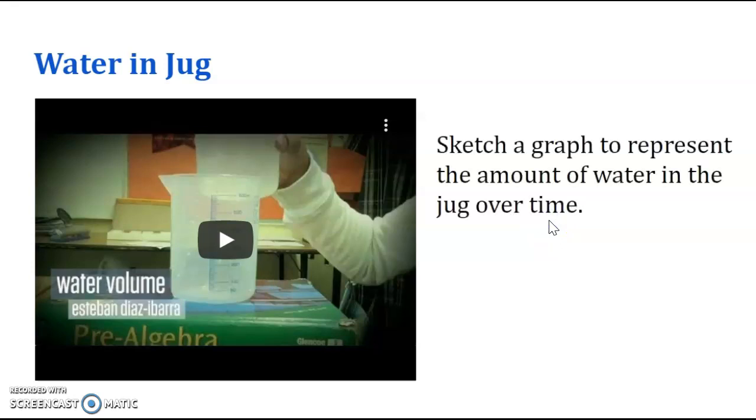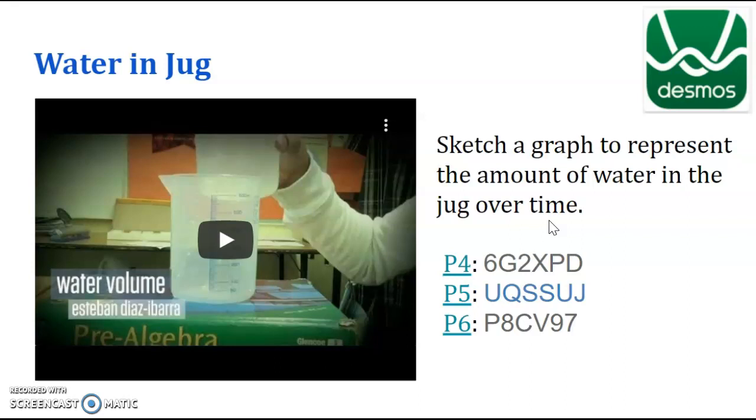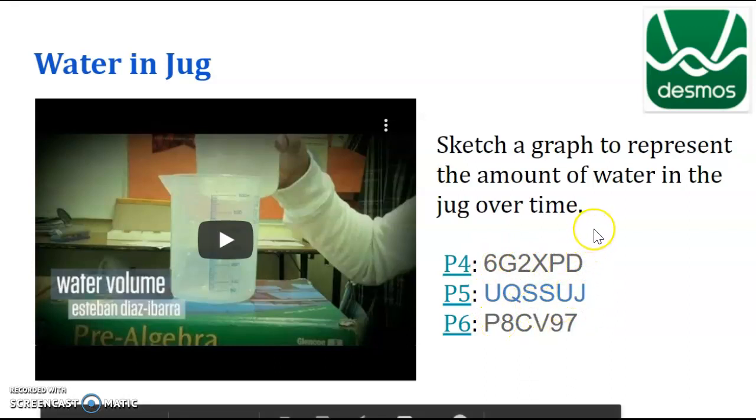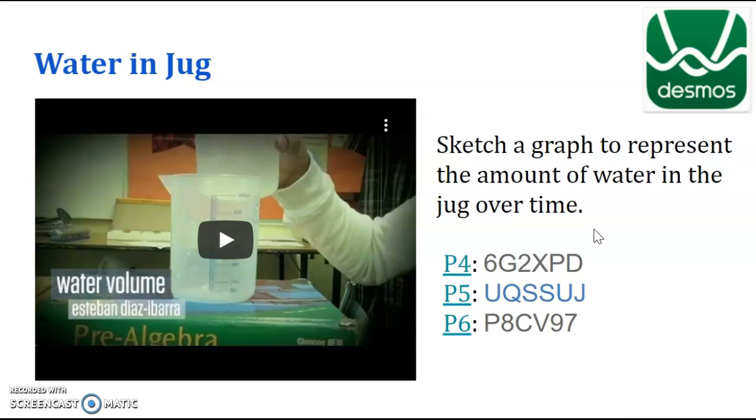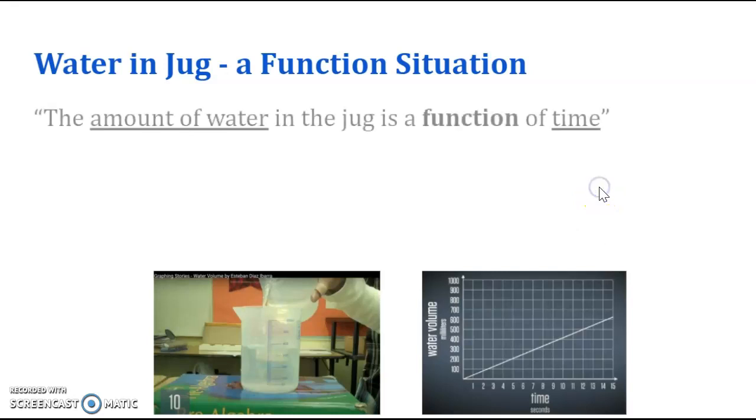So you're going to sketch the graph to represent the amount of water in the jug over time. If you open up Desmos, I'm going to put the link in the chat. If you were absent, then you are going to open this up, go to student.desmos.com, and put in the class code. You're going to do the first card where you rewatch the video, and then graph the graph that they graphed. Okay, I'm assuming you've done that. So let's talk about this a little bit.